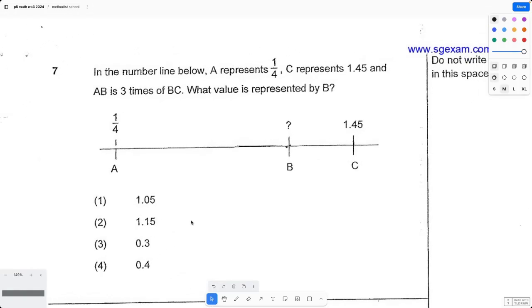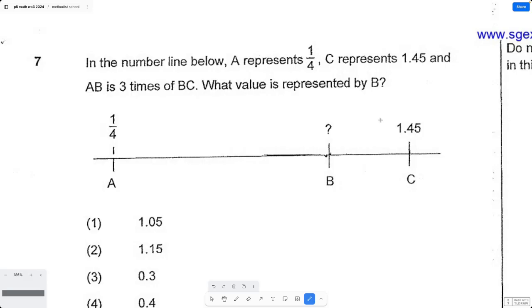Okay, the last MCQ says here in the number line below, A represents 1/4, C represents 1.45, and AB is 3 times BC. So what is the value represented by BC?